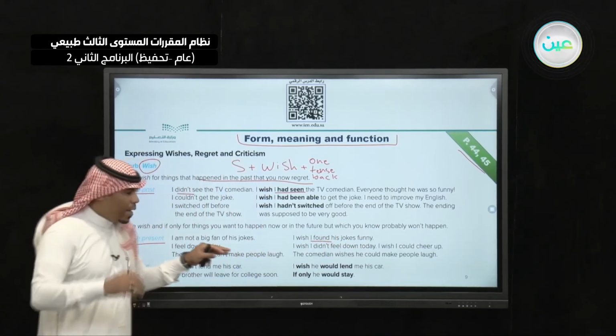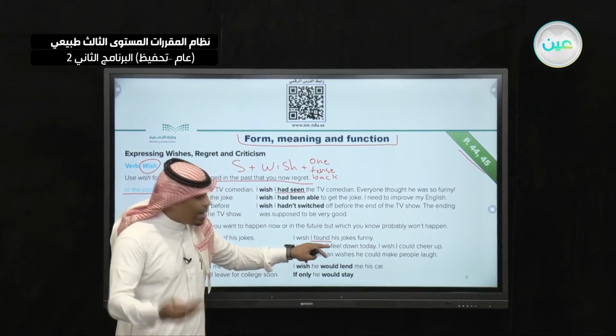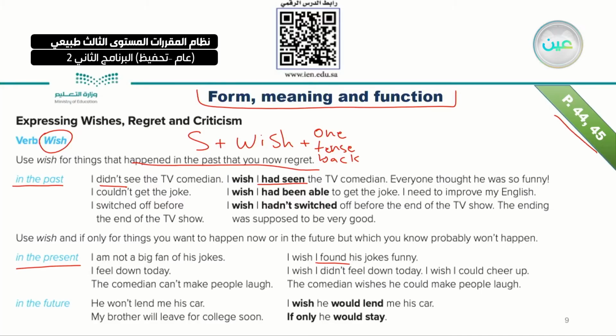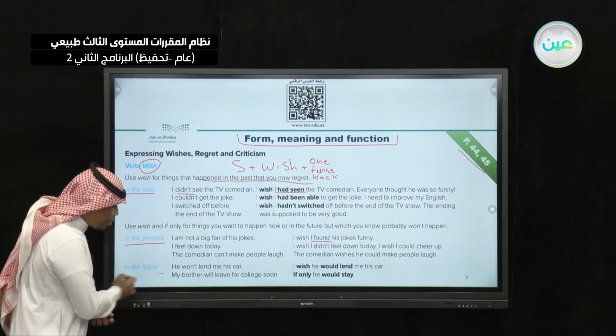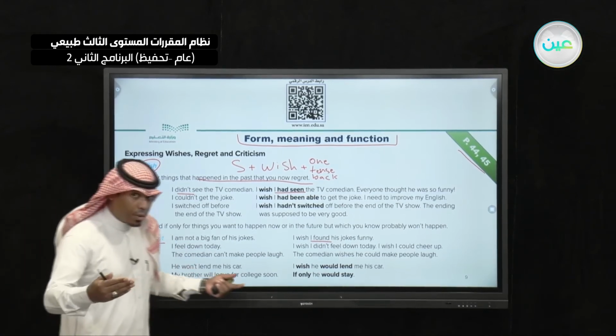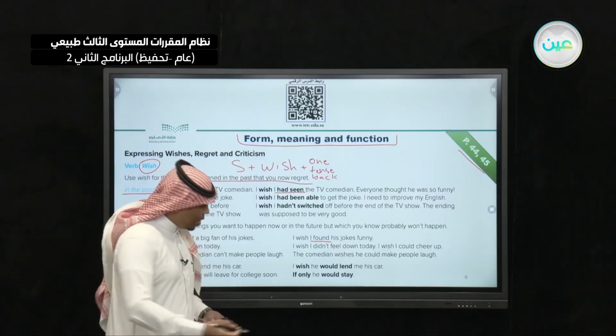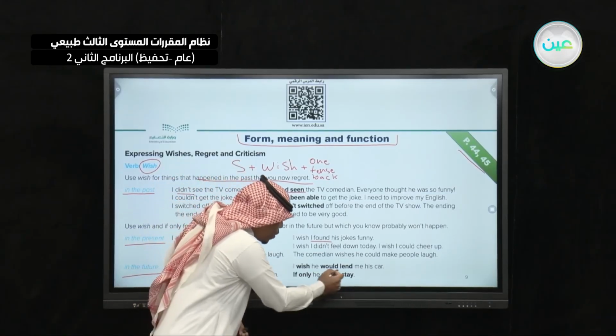The next one, can you read it? I feel down today. I wish I didn't feel down today. I wish I could cheer up. Now I'm talking about the future here. You are going to see how you can use the future. Look, when you're talking about the future, you should use what? Would. You should use would. He won't lend me his car. Then I wish he would lend me his car. As you can see, with the future we use would.